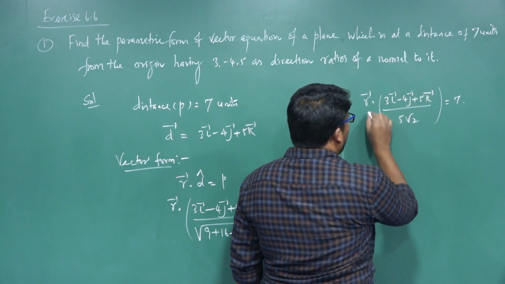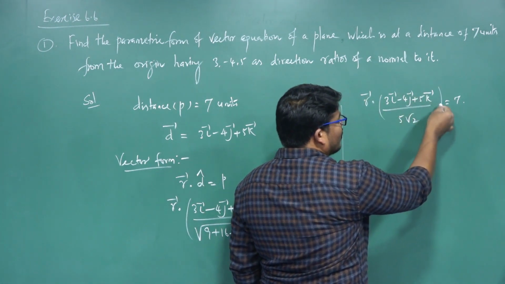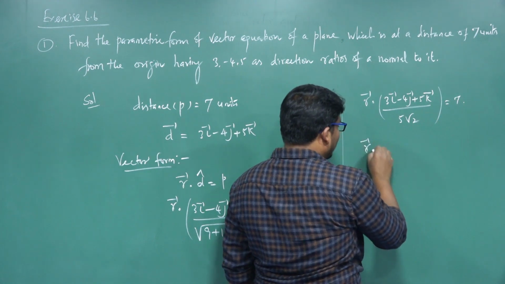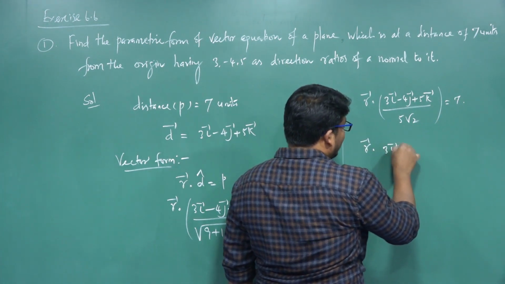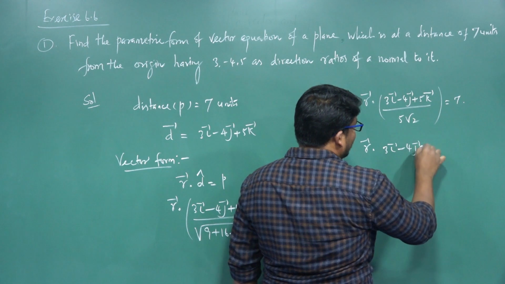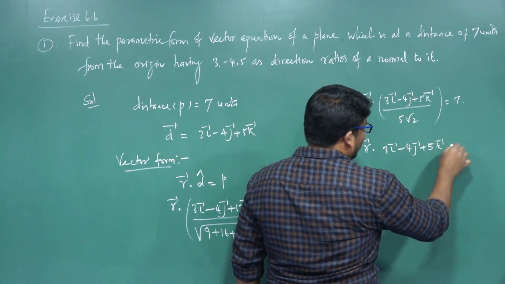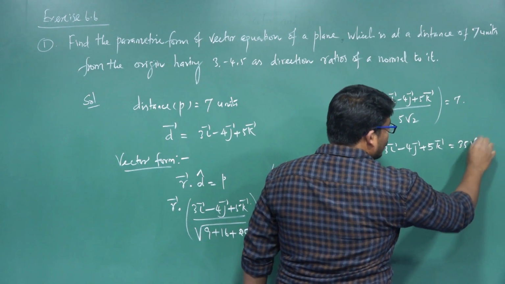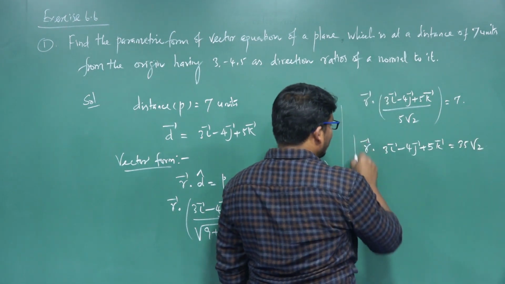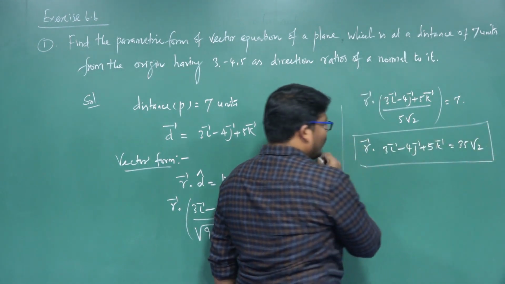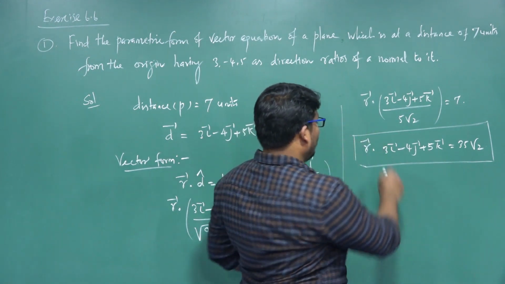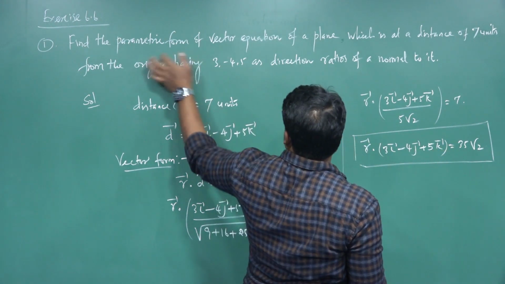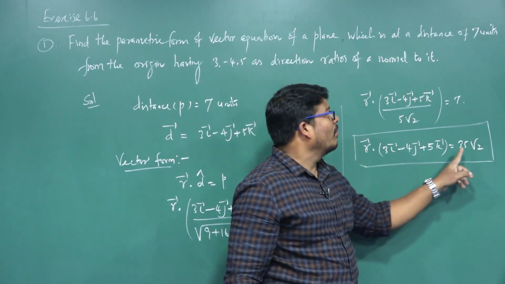That is r vector dot 3i vector minus 4j vector plus 5k vector equal to 7 into 5 root 2 on that side, which is 35 root 2. That is the parametric form of the vector equation of the plane.